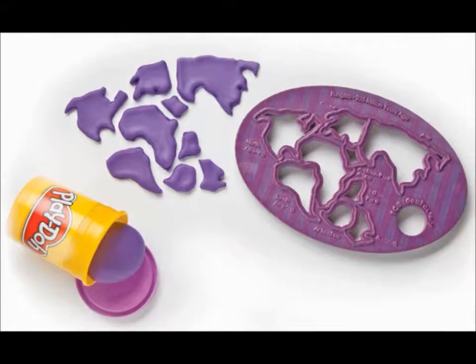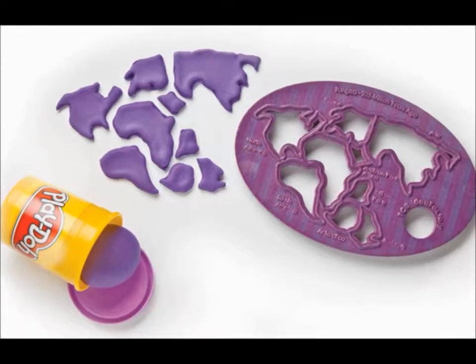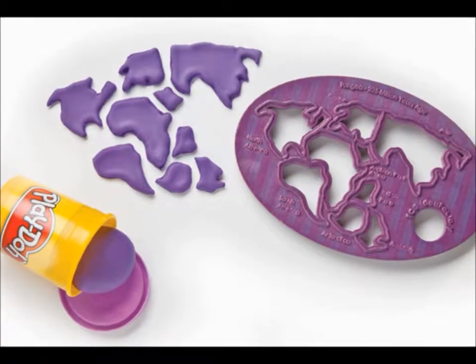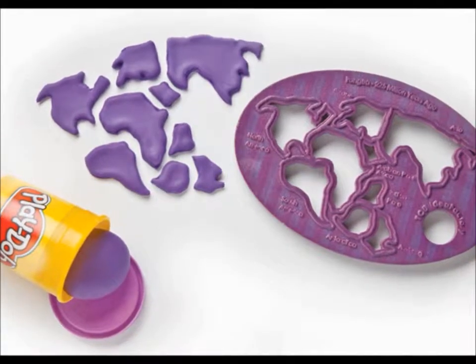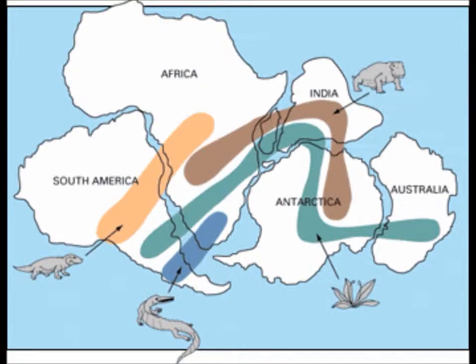So how did Wegener know this happened? Well, besides noticing the puzzle-like way the continents fit together, he also noticed that fossils of different plants and animals were found spread across the globe on different continents when they could have only lived in one place.